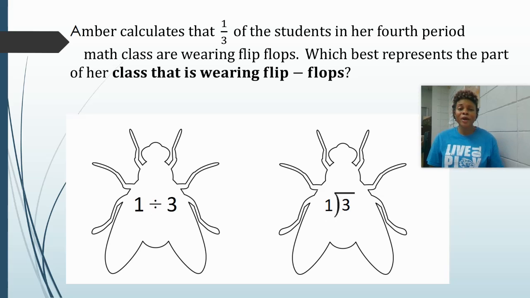Next it says, Amber calculates that 1/3 of the students in her 4th period math class are wearing flip-flops. Which best represents the part of her class that is wearing flip-flops? Which one of these is saying 1 out of 3 or 1 divided by 3? Which fly has the right answer? Hopefully you picked the fly on the left. 1 divided by 3 with the obelus.